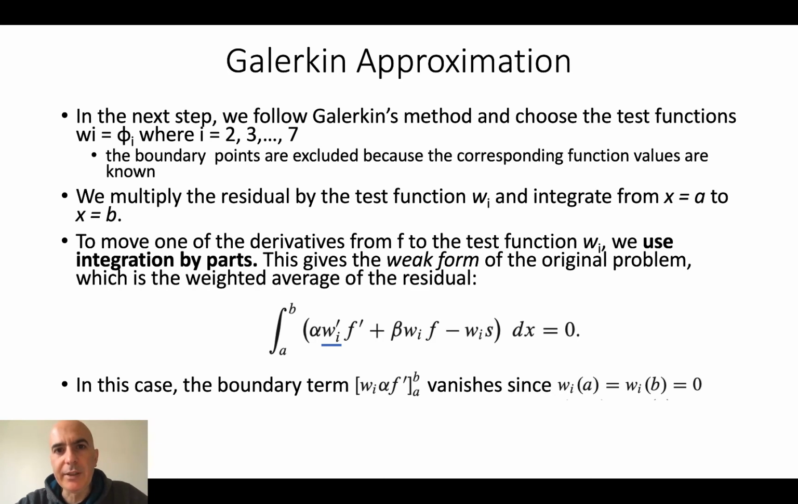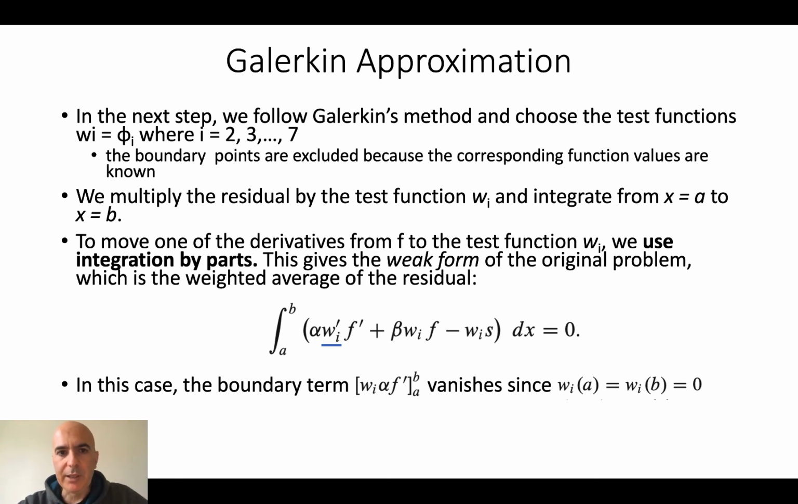And then we work out the integral itself. In particular, we're going to use integration by parts to move one derivative from f to the test function wi. This gives the weak form of the original form, which is the weighted average of the residual. So this is the result of our integration by parts. Note here that one of the derivatives moved to our test function wi as a result of applying the integration by parts.